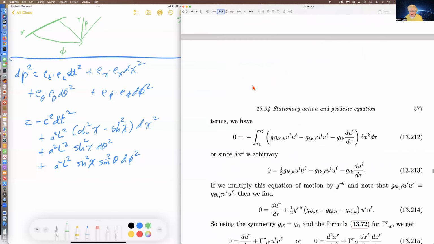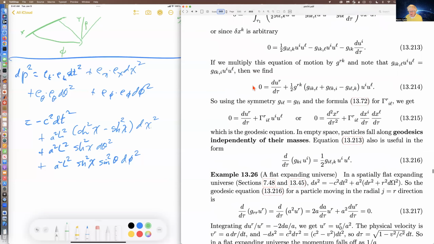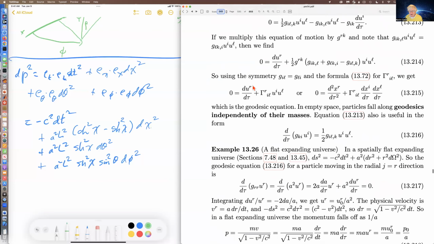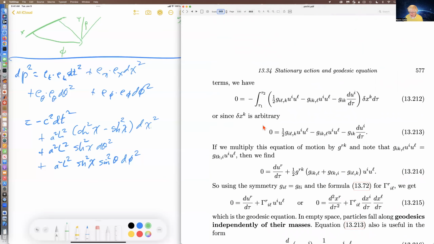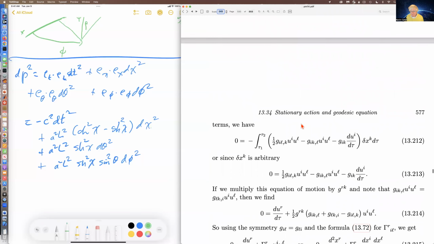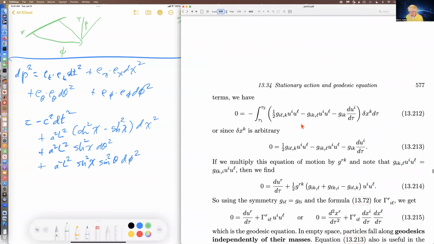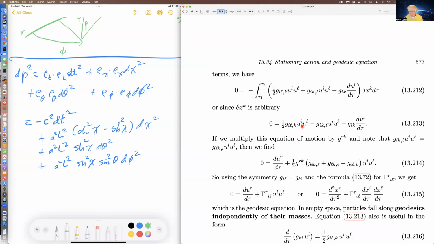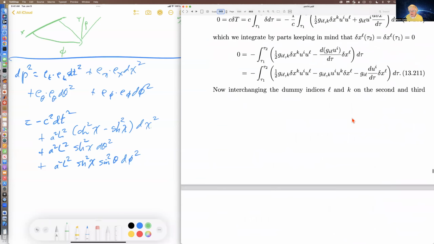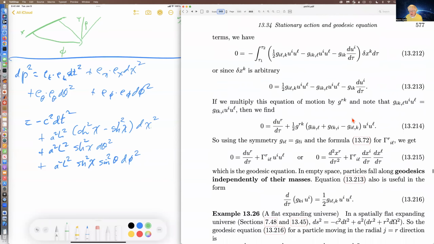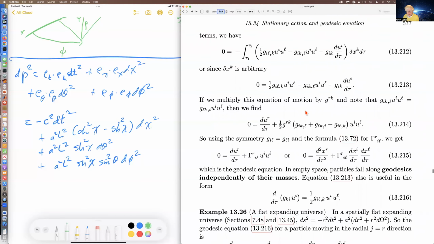I don't know if we need to actually go through this. This was maybe a little more complicated than necessary. But what one winds up with is an equation for a free particle in a gravitational field. So it's worth going through, but maybe I'll leave it. If you want to go through it yourselves, you can.